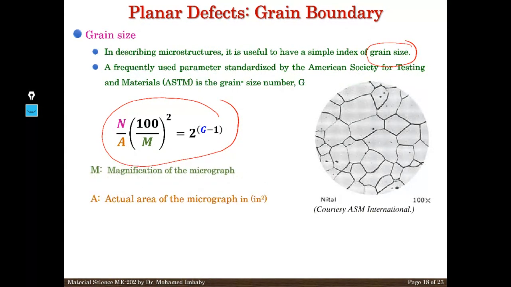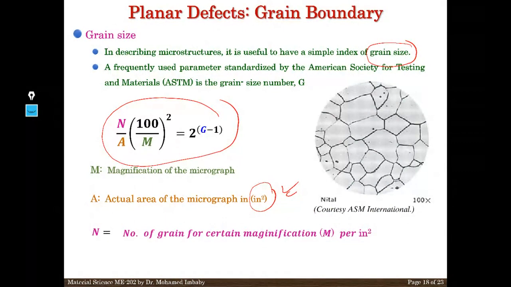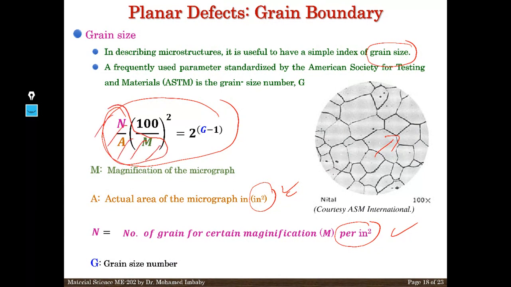A is the actual area of the micrograph in square inches, by the way. It's very important to understand this. N is the number of grains at a certain magnification per square inch. So N is the number of grains here. Is it counted like 1, 2, 3 and so on? Of course not. We have a way to calculate that. And finally, you can find the grain size number. So three parameters you have to find: N, A, and M. Anyway, I have two different examples. I picked them from student work during the lab, and I will calculate them with you.